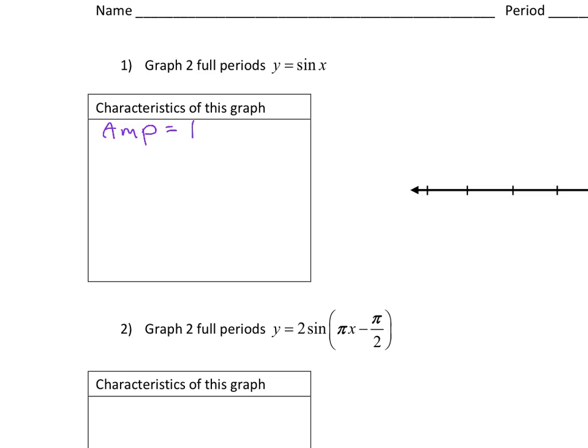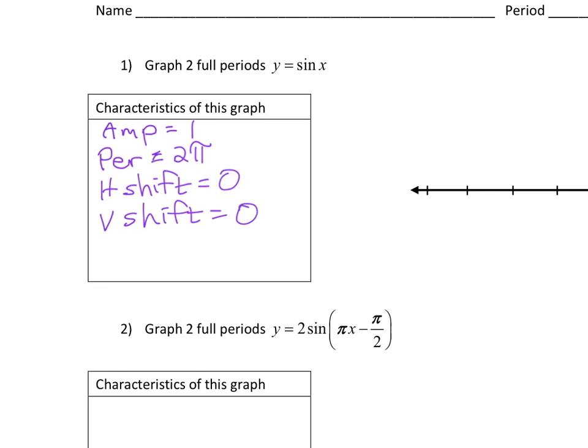Amplitude. This is a basic sine, so the amplitude is 1. Period is going to be 2 pi. Horizontal shift, you will have none. This is because I don't have anything added or subtracted to the x. Vertical shift, again, none. Nothing is added outside. All right, and then if it rotates, you would place that down below this.